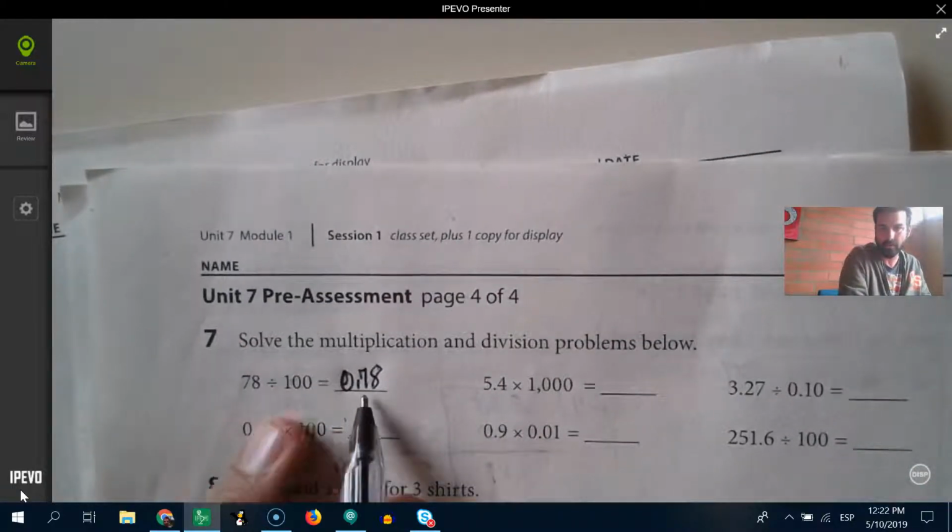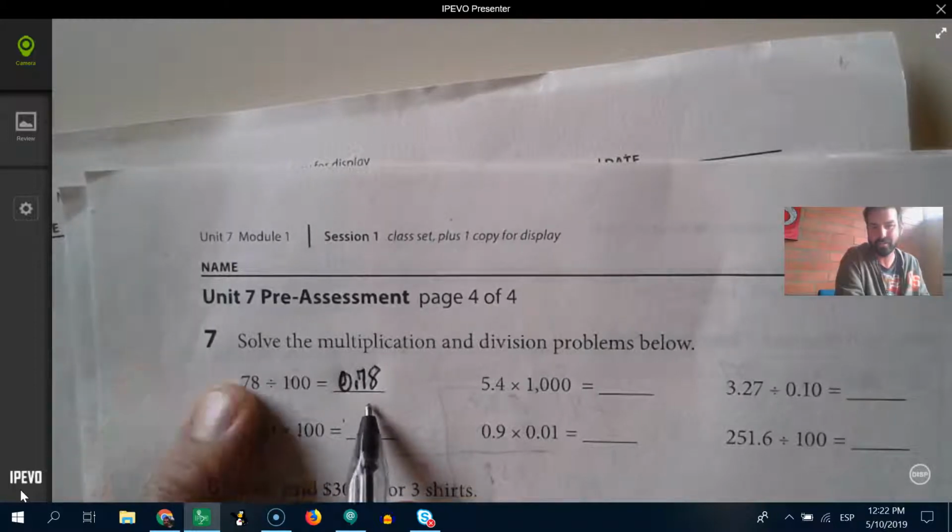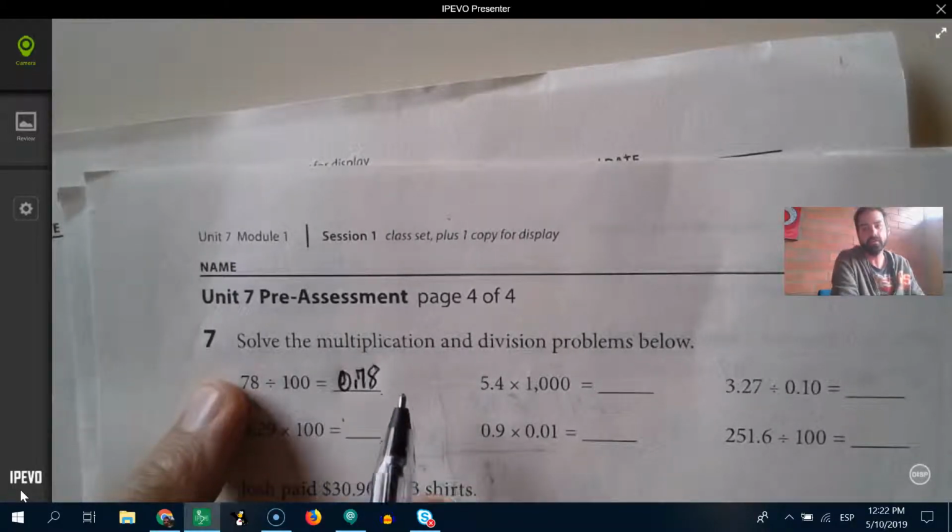And where did that 0 come from? Well, you know how many zeros are to the left of the 7? An infinite amount of zeros.